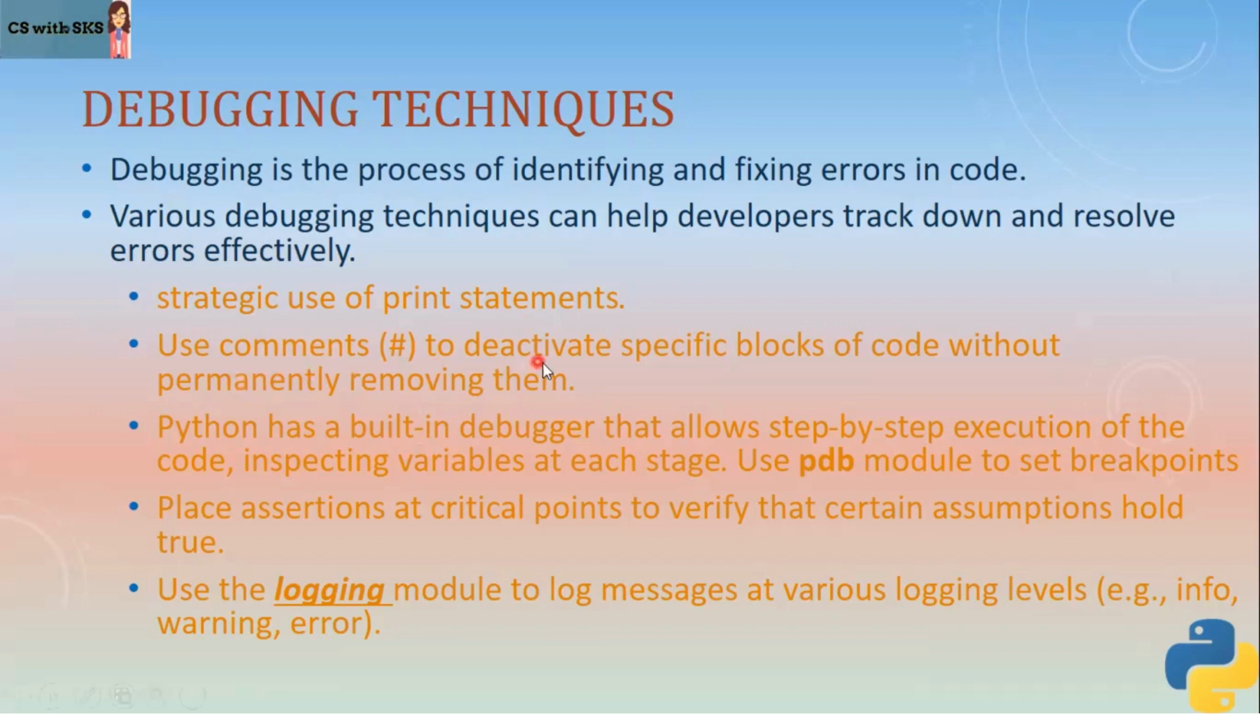Then we have use comments to deactivate specific blocks of code without permanently removing them. So when you encounter some problems, you are unable to understand how to fix them. So instead of deleting that code, you just put them as comments. How do we write comments, that you can watch day one video where I explained about comments in Python. One method is mentioned here using hash sign.